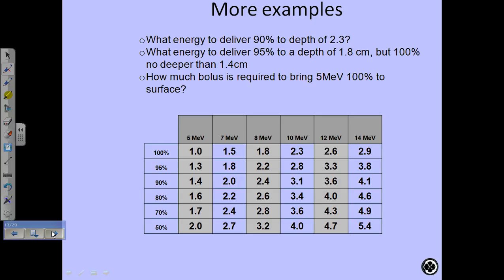Okay. How much bolus is required to bring 5 MeV 100% to surface? One centimeter? Yeah, 1 cm. So Dmax is at 1 cm, so you put 1 centimeter bolus, and now you've got 100% at the surface.